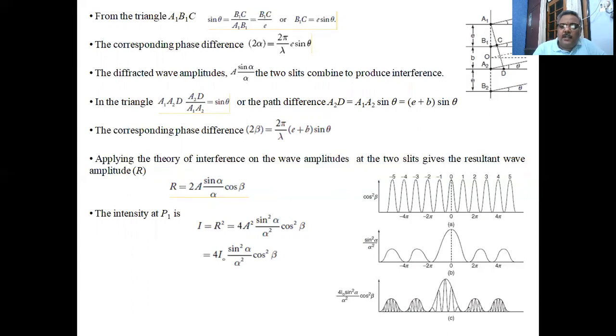Now we consider the triangle A1A2D, this bigger triangle. Here the path difference A2D is equal to (e plus b) sine theta. e is the width of the slit and b is the width of the opaque portion between the slits. And the corresponding phase difference will be 2 pi by lambda into this path difference. So applying the theory of the interference of the wave amplitudes at the two slits gives the resultant wave amplitude, which is 2A.